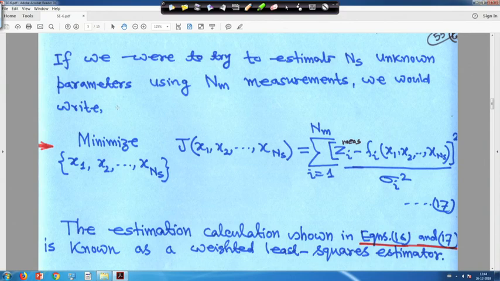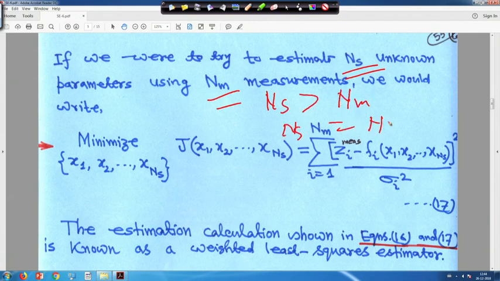Now suppose we were to try to estimate ns unknown parameters using nm measurements. Suppose we have ns number of state variables, right, and we have nm number of measurements. So, generally we can find three cases. One is when ns is greater than nm, another is when ns is equal to nm, and another is when ns is less than nm. All the three cases are there. So, we will see that.